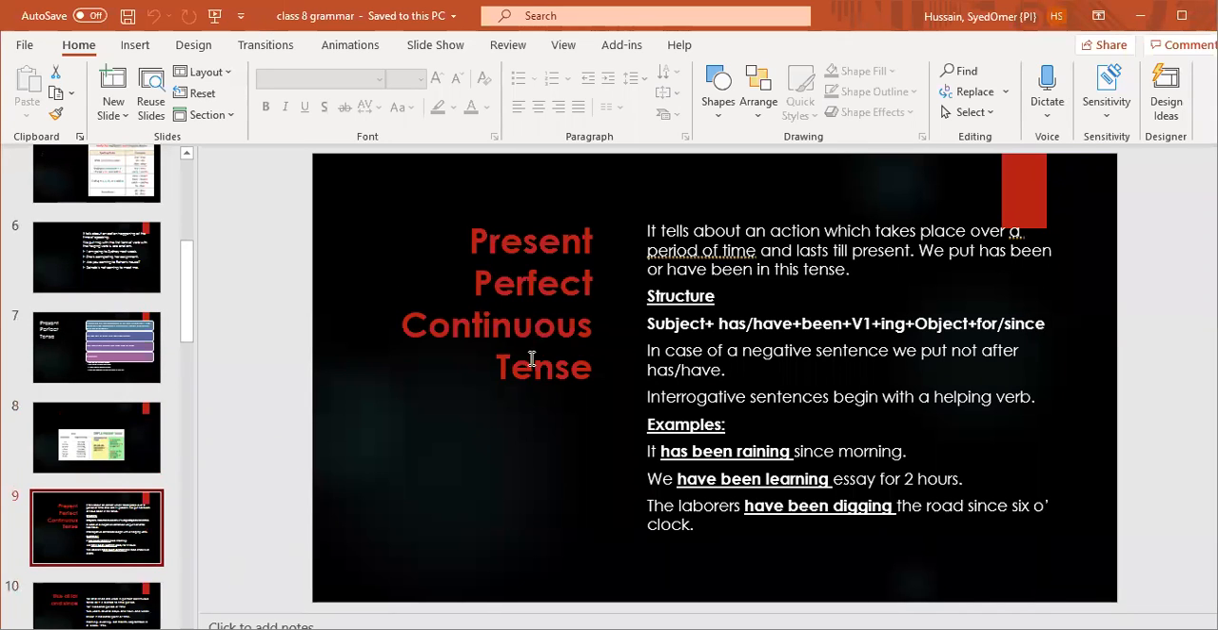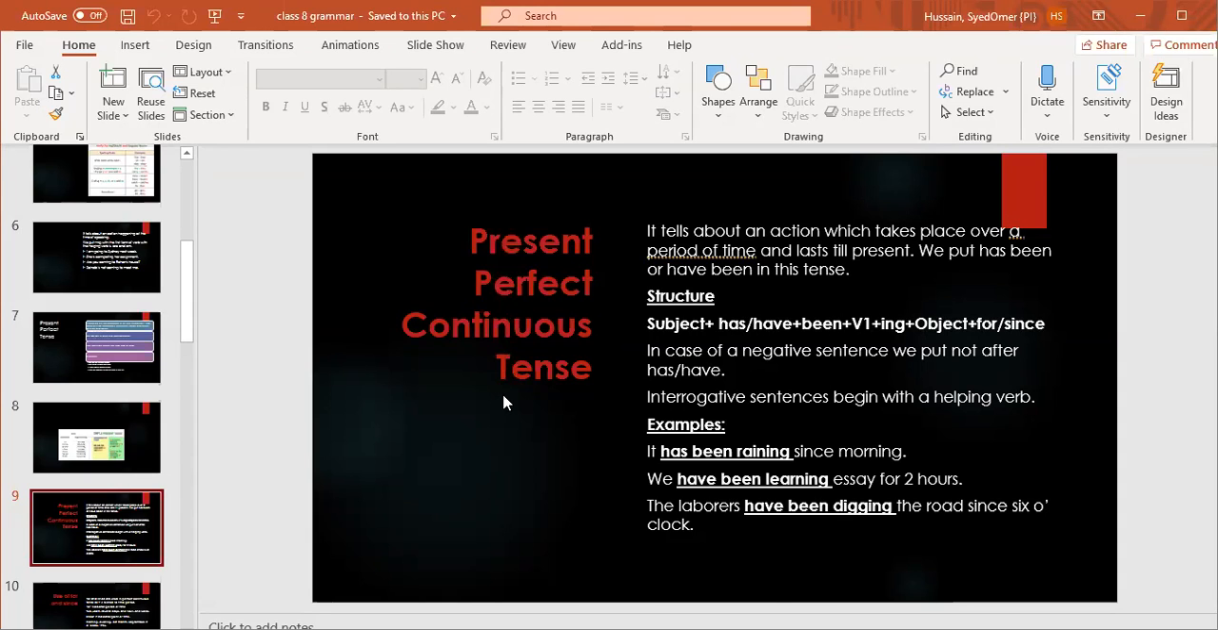Now, present perfect continuous tense. If we remove perfect from here, it will become present continuous. And if we remove continuous from here, it will become present perfect, which we have already done. And if we join both perfect and continuous, it will become present perfect continuous tense. If you remember when we were doing tenses, I've told you that in present perfect continuous tense, time period is involved. Whenever time period is involved, it is perfect continuous.